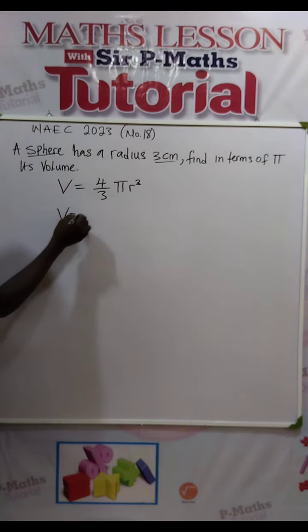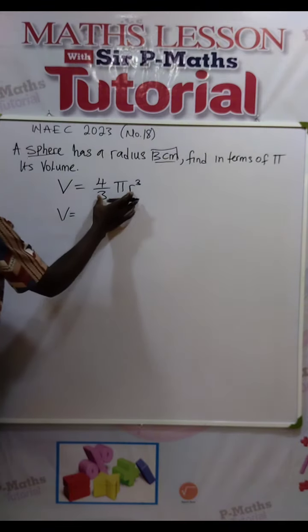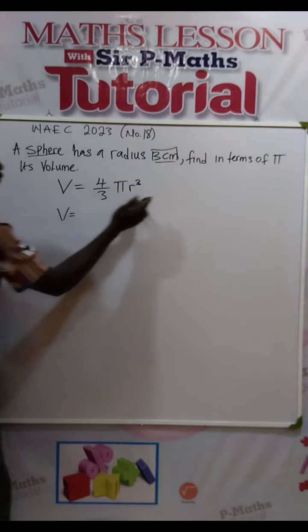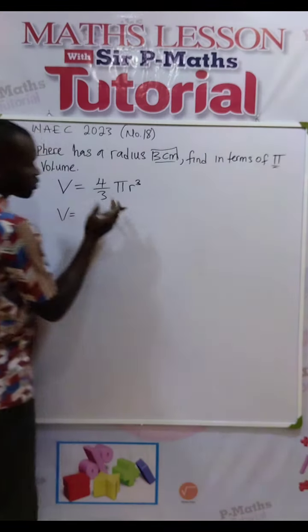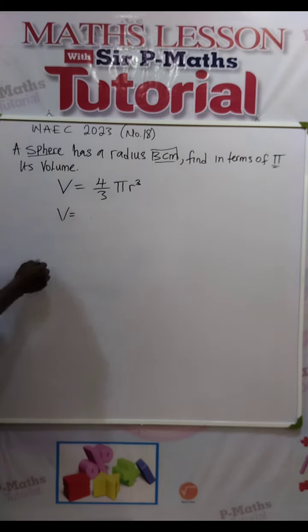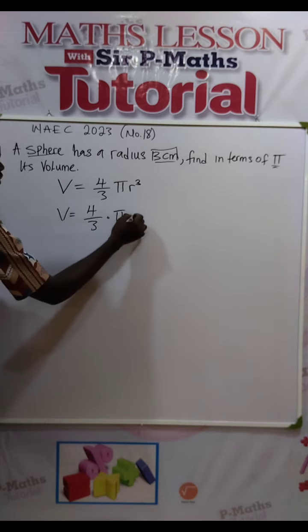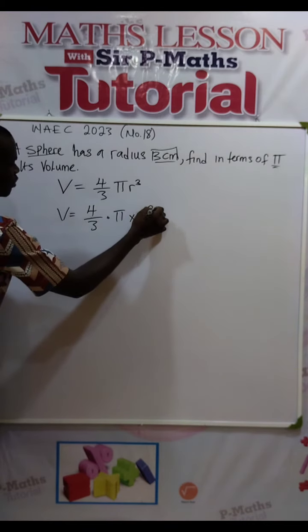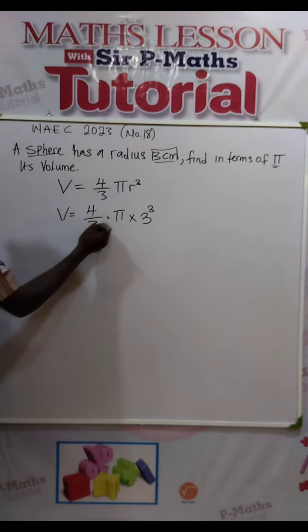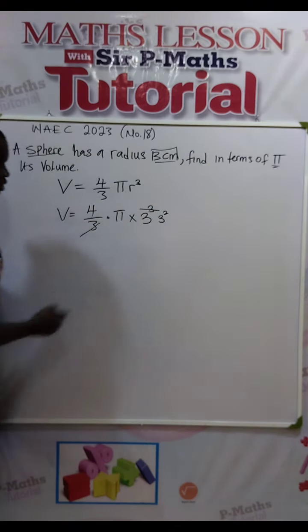That means the volume will have to be, let's substitute 3 for r in this formula. And remember, we are solving in terms of pi, so you are not substituting 22 over 7 for pi in the equation. So we have 4 over 3 times pi times 3 raised to power 3. Now this 3 will take away one of the 3s here, so I have 3 power 2 remaining.